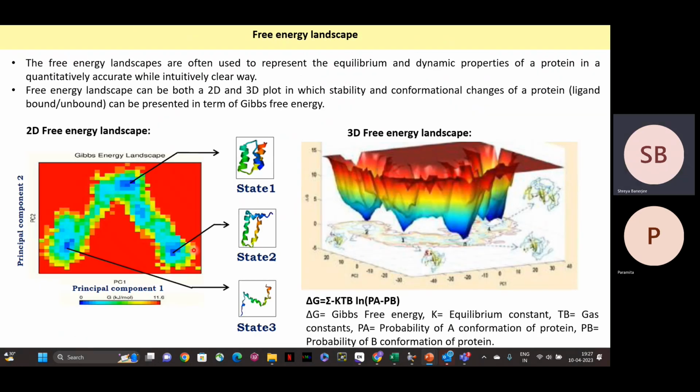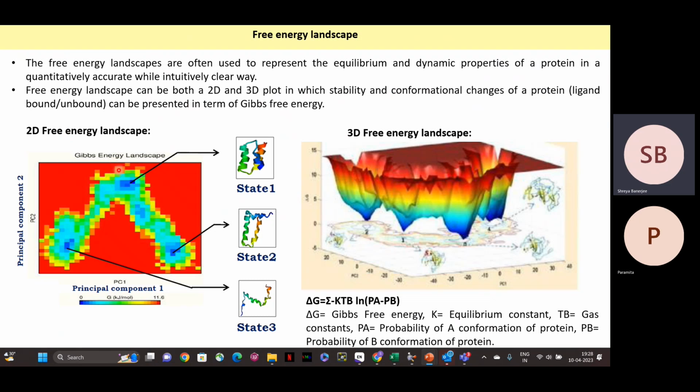So the free energy landscape can also be calculated from these molecular dynamic simulations. And it represents the equilibrium and dynamic properties of a protein in an accurate and clear way. These can be both 2D or 3D free energy landscapes, and it shows the stability and conformational changes of a protein with respect to Gibbs free energy.